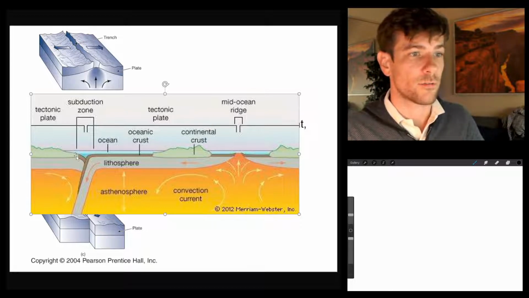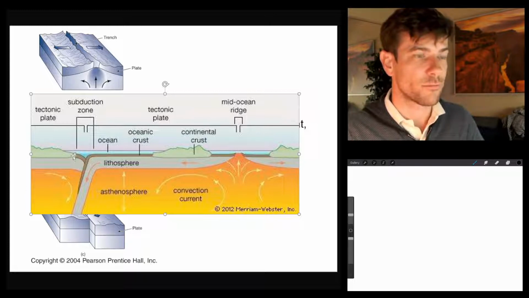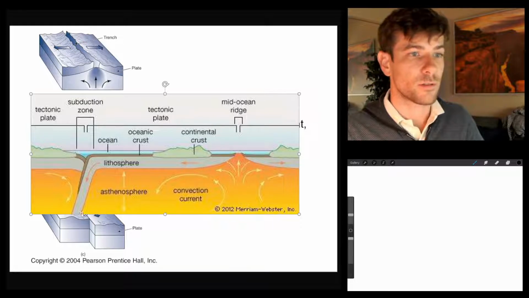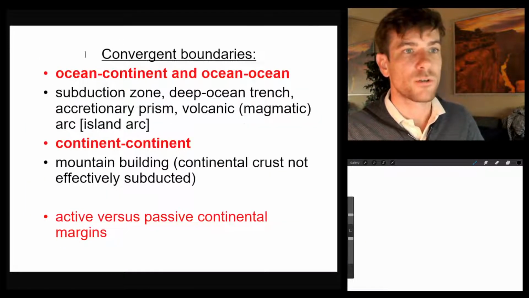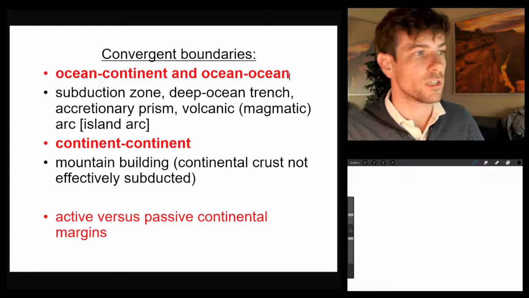This is another continent over here. This is an active margin, right? Because there is a plate boundary there. And there's this mantle convection that's pushing these slabs along, and then they eventually are forced back down into the mantle and recycled. Okay, so specifically at convergent boundaries, like we said, we can have ocean-continent or ocean-ocean collisions, or we can have continent-continent collisions.